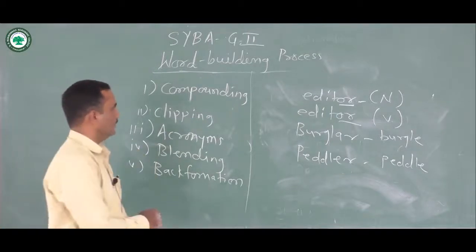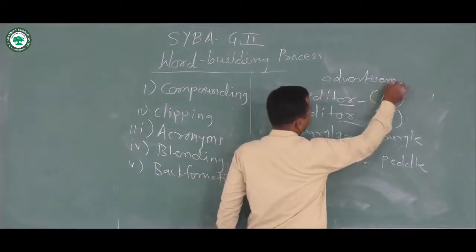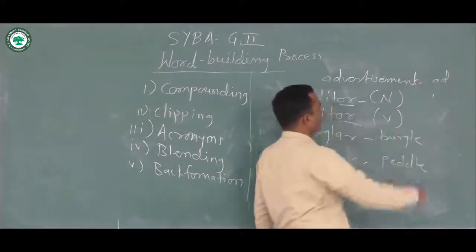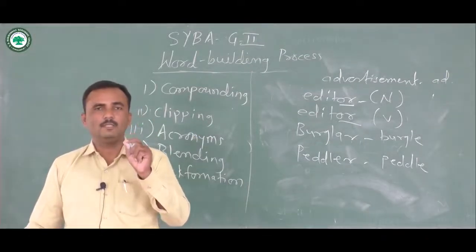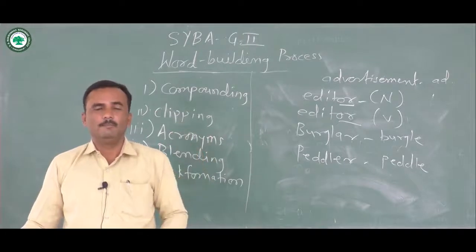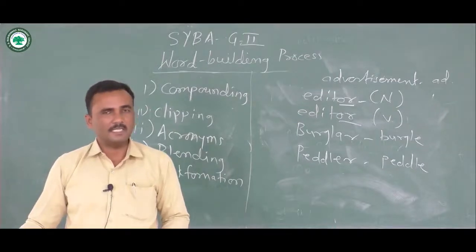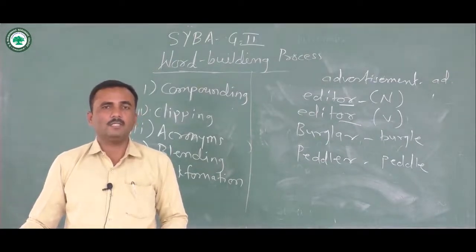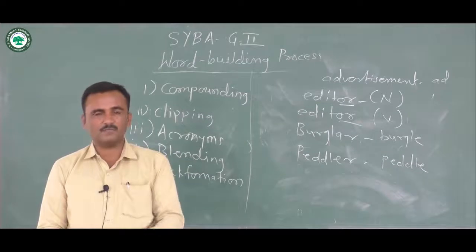For example, look at a word like advertisement. In the process of clipping, it will become ads, but its class will remain the same, category will remain the same, that is its class will be noun. It was a noun, it will remain a noun. But in back formation, the class or the category or the function of the word is changed. So donation is a noun, donate becomes a verb. Peddler is a noun, peddle is a verb. Burglar is a noun, burgle is a verb. So clipping is different from back formation.